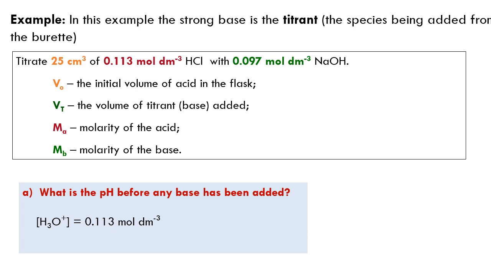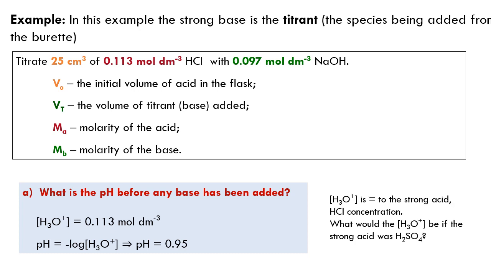So first thing we have to consider: what is the pH before any base has been added? Because HCl is a strong monoprotic acid, the hydronium ion concentration is going to be equal to the concentration of the acid. And so finding the pH is fairly simple: minus log of the hydronium ion concentration. Good. So I want you to consider what would be the hydronium ion concentration if the strong acid was sulfuric acid instead. So think about that carefully.